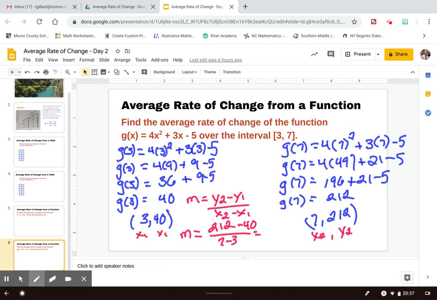So 212 minus 40 is 172. And then if I have here 7 minus 3, that gives me 4. So 172 divided by 4 gives me 43. I'll write that over here. So what that means is my average rate of change of the function over the interval 3, 7, meaning we begin with x equals 3 and go to x equals 7, is going to be 43.